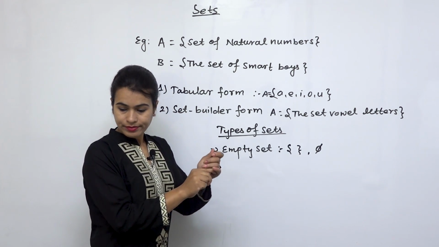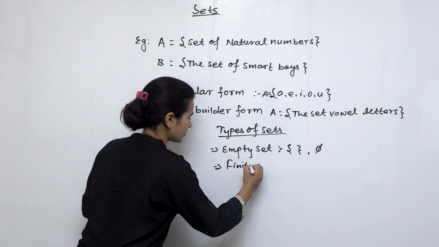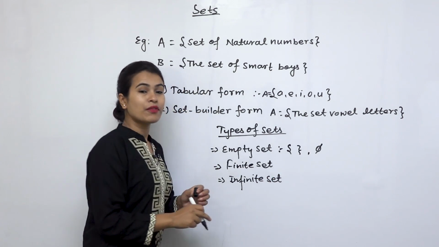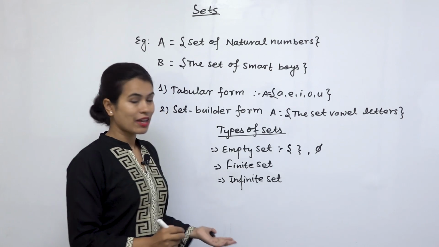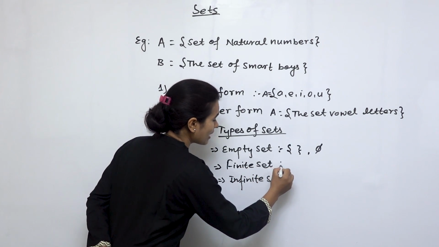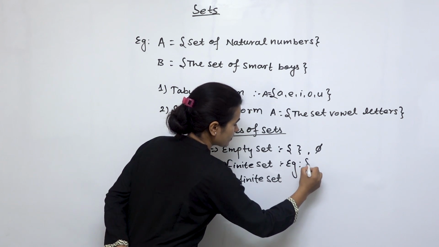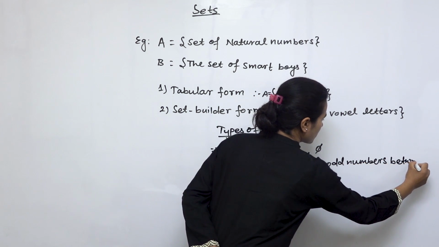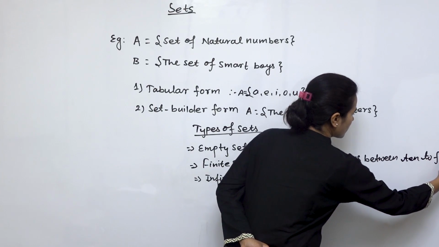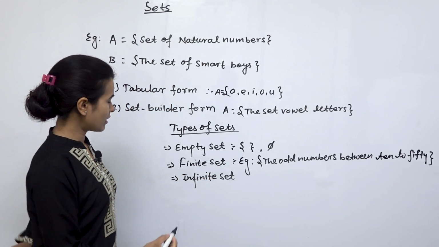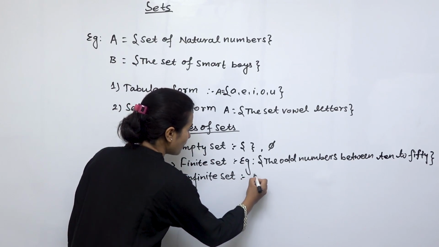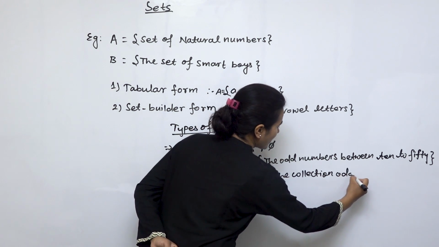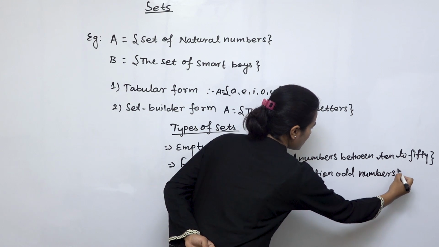Now another one is finite set and infinite set. A set having a finite number of members is called a finite set, and a set having an infinite number of members is called an infinite set. Finite set means, for example, the odd numbers between 10 and 50. Here we can count the number of members of this set, so this set is called a finite set. Whereas an example of an infinite set is the collection of odd numbers, which we cannot count. There are infinite odd numbers in our number system.